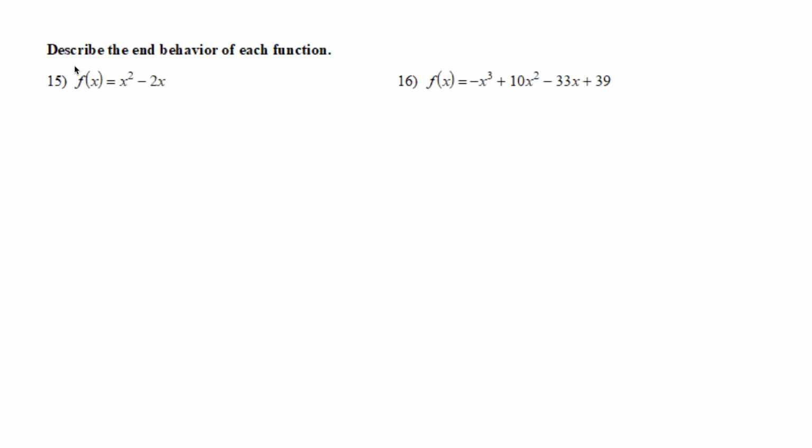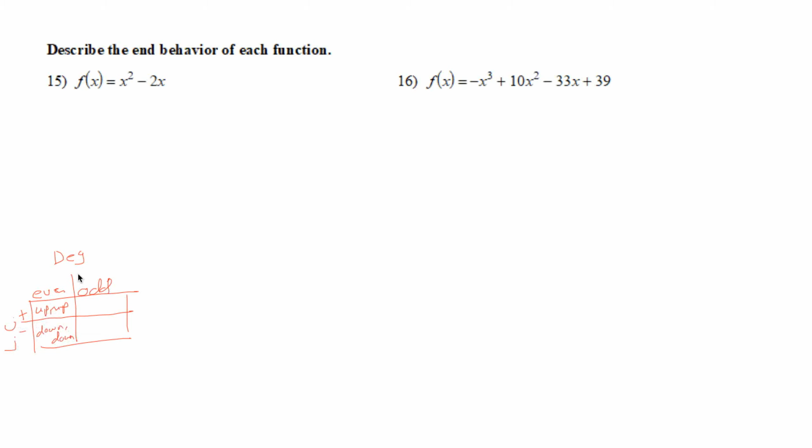Next couple. Describe the end behavior. End behavior of polynomials. We learned about this. We learned that we usually start with whether the degree is even or odd. And then the leading coefficient is sometimes positive and sometimes negative. What we learned here: if it's even and positive, they're both up, so we put up, up. This means the left side goes up, and this means the right side goes up. If it's even and negative, they're both down. Both tails go downward, down, down.